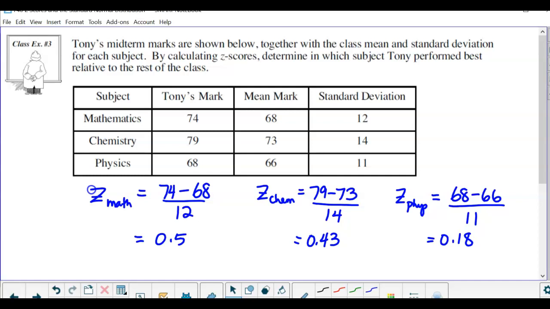So the difference from each mean was the same, but in chemistry, the standard deviation was a bigger number, so they were spread out more. So actually, his z-score is a little bit smaller. So math is the one. Kind of makes sense that it's in the math. That's pretty good.